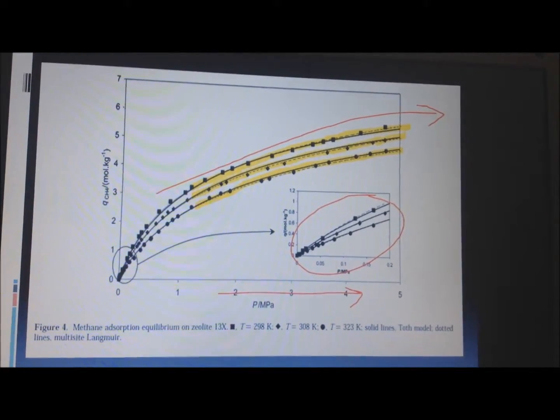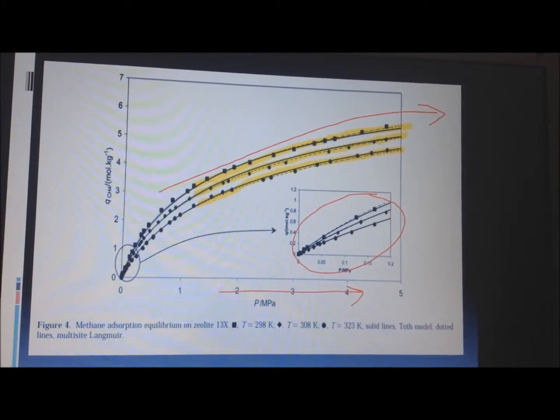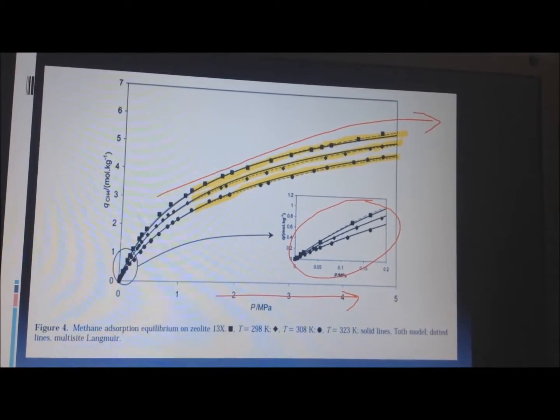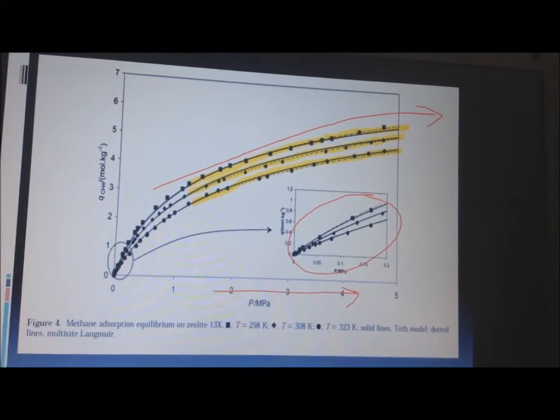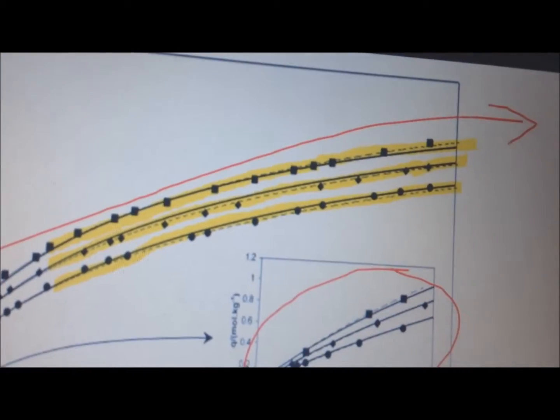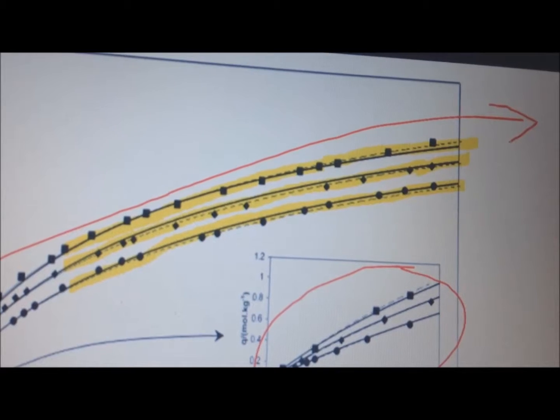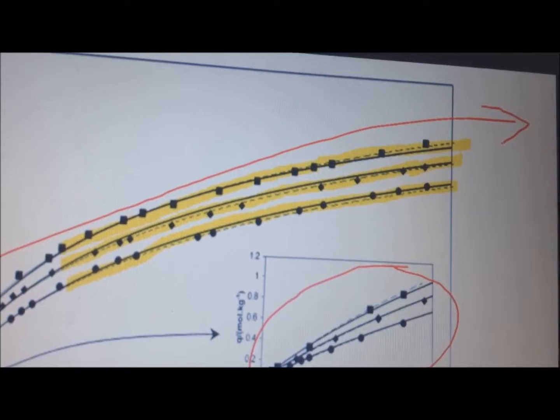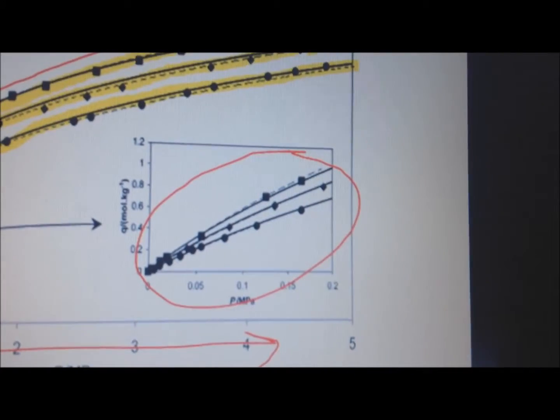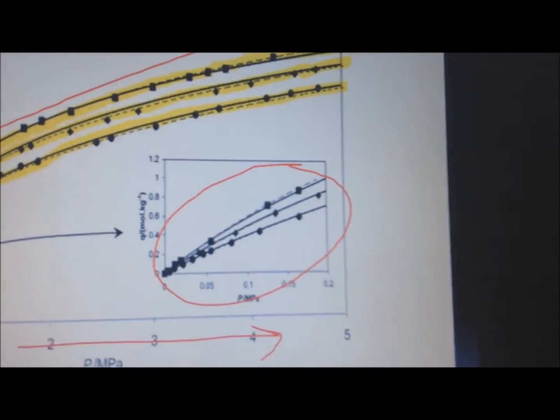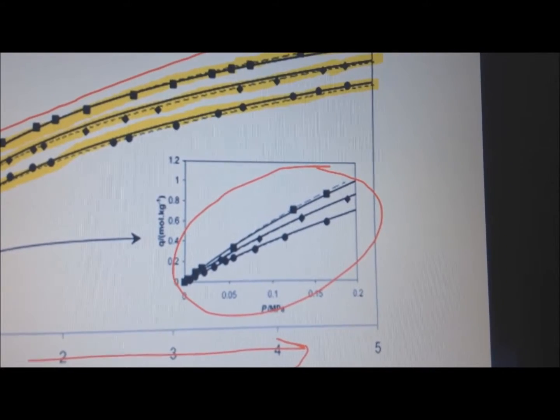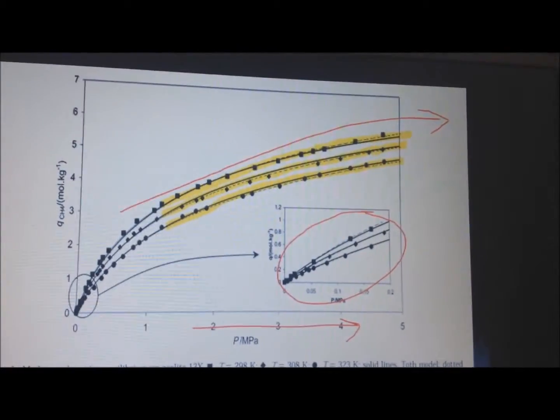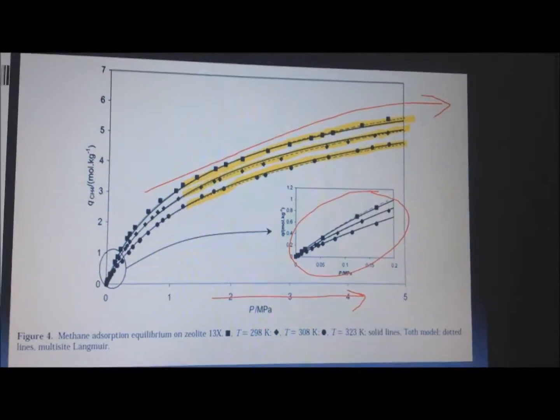Figure 4 shows the methane adsorption equilibrium on zeolite 13X at 298 Kelvin, 308 Kelvin, and 323 Kelvin. The solid lines represent the Toth model, and if you ignore the solid lines, you will find the broken lines, which represent the multi-site Langmuir model. You can see a linear relationship between the pressure and the amount adsorbed at the initial stage. As the reaction proceeds, the function becomes hyperbolic.